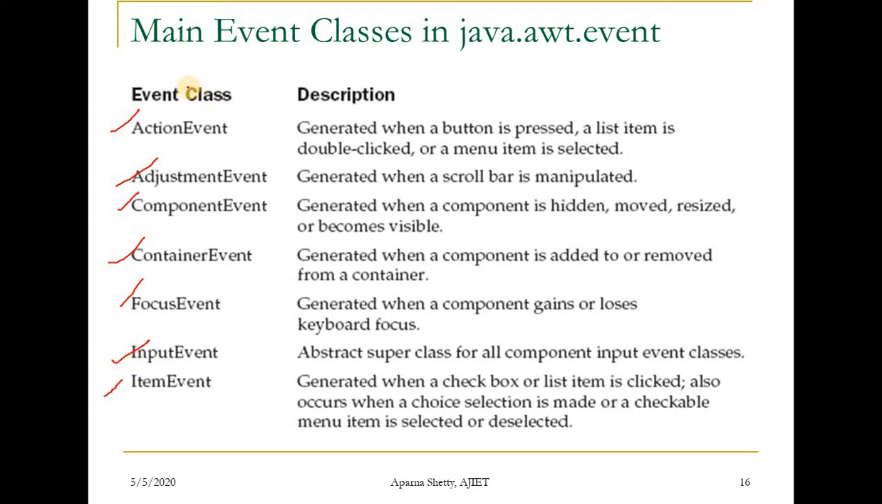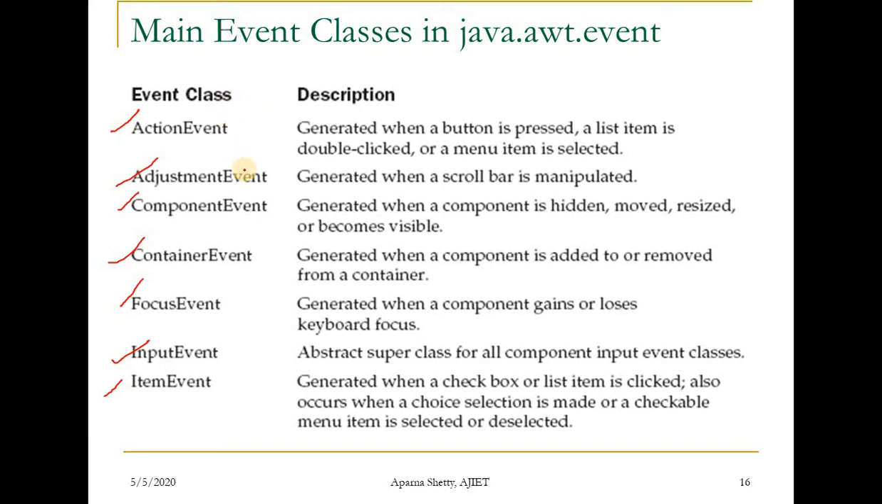First event class is ActionEvent. ActionEvent is generated when a button is pressed, a list item is double clicked, or a menu item is selected. When one of these activities is performed, ActionEvent is generated.